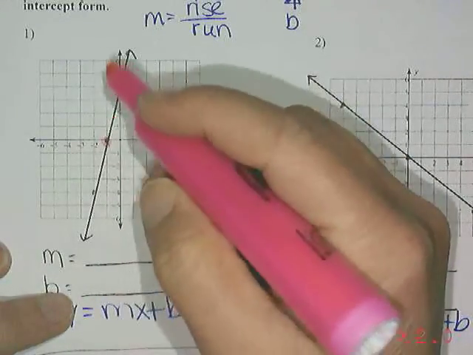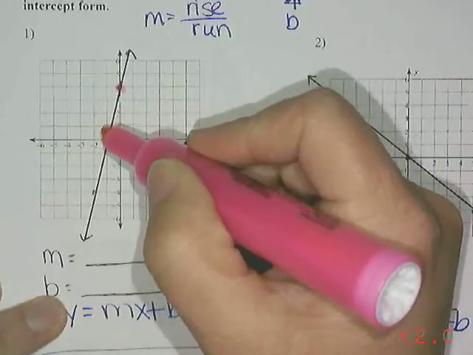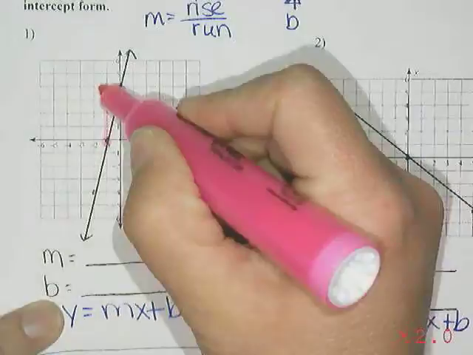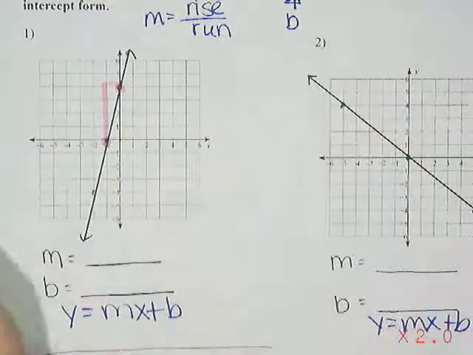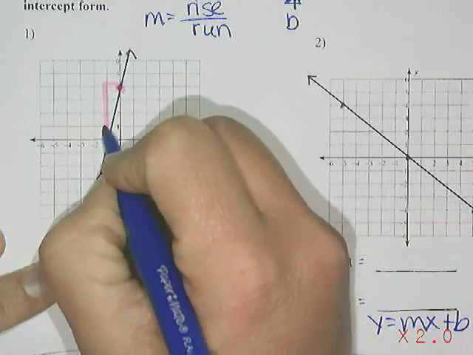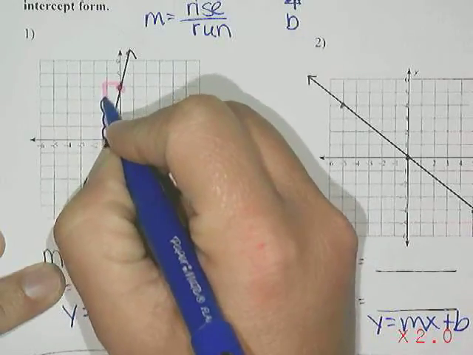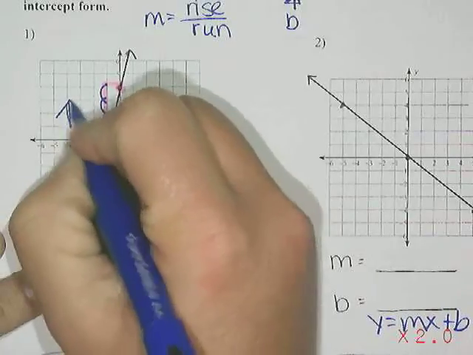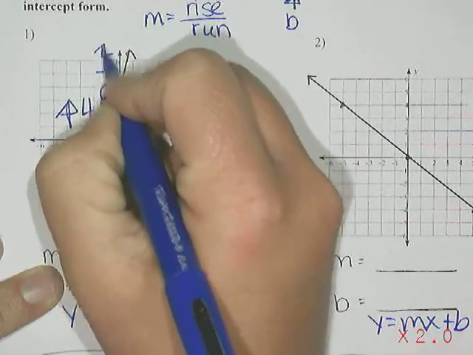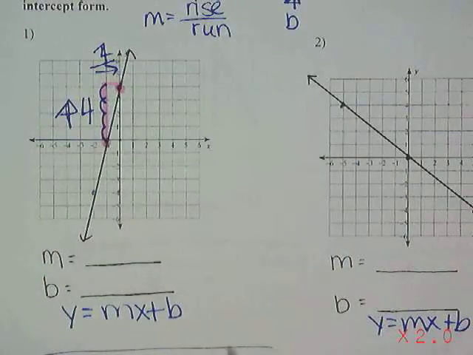But remember, just like I talked about a couple days ago, you can't go through the buildings. If this was a car, you've got to go up the street and then make that 90-degree turn. So in this case, for our slope, we had to go up 1, 2, 3, 4. We're going up 4, and we're going over to the right 1.